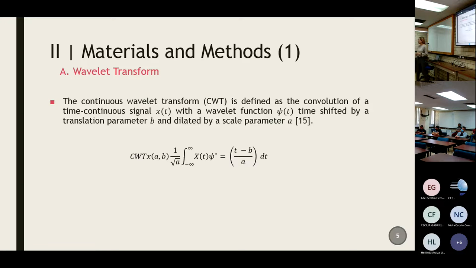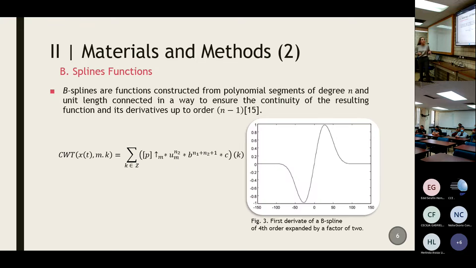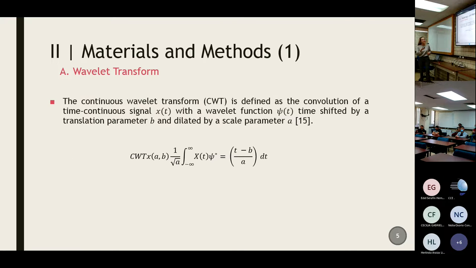With respect to the wavelet transform, it provides a description of the temporal characteristics of the signal at different scales or frequency bands. Also, this helps to reduce the influence of noise, artifacts, and baseline drift, using the appropriate scale. The continuous wavelet transform is defined as a convolution of a continuous-time signal with a wavelet function, time shifted by a translation parameter B and a scale parameter A.